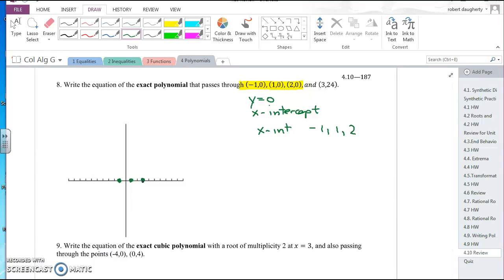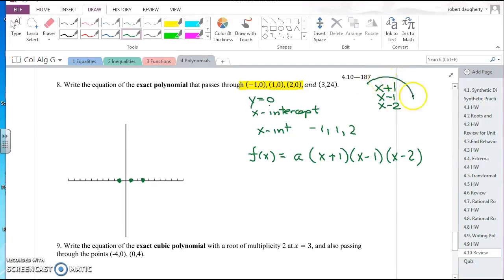So it looks like I'm going to have some function. I don't know what the leading coefficient is yet, but I know I'm going to have x plus 1, x minus 1, x minus 2, okay? Because I know that x plus 1, x minus 1, and x minus 2 are the factors. I get those straight from looking at the solutions, okay? So that takes care of those first 3 points.